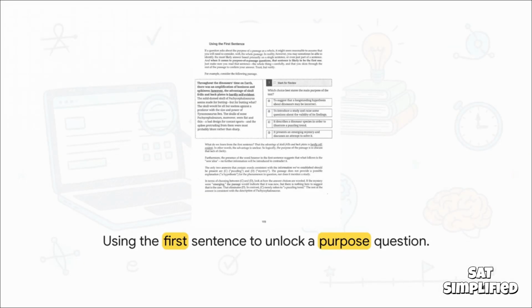To put that into perspective, just look at how extracting a tiny phrase from the first sentence can lead you directly to the correct answer. In this example from the source text, the first sentence mentions that a certain advantage of dinosaur skulls is hardly self-evident. Well, think about it. If something is hardly self-evident, it's unclear, right? It's a mystery. And that directly links to the correct answer choice here, which describes the purpose as illustrating a puzzling trend. You didn't even need to overanalyze the whole passage, because that first sentence basically handed you the key.